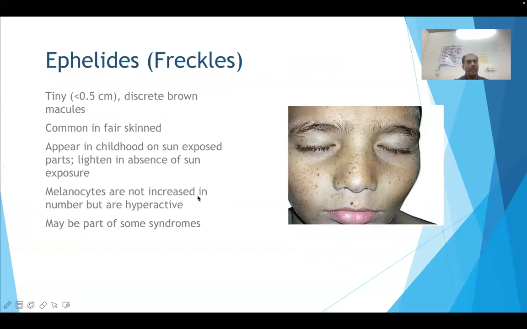Ephelides or freckles are tiny, less than 0.5 centimeter, discrete brown macules, very common in fair-skinned individuals. Usually they appear in childhood on sun-exposed parts and lighten in the absence of sun exposure. This is a point which helps to differentiate them from lentigines, which are also similar macular pigmentation, mainly occurring in sun-exposed as well as covered parts, and being consistently similar in appearance, not lightening with sun protection. Melanocytes are not increased in number, but they are hyperactive.